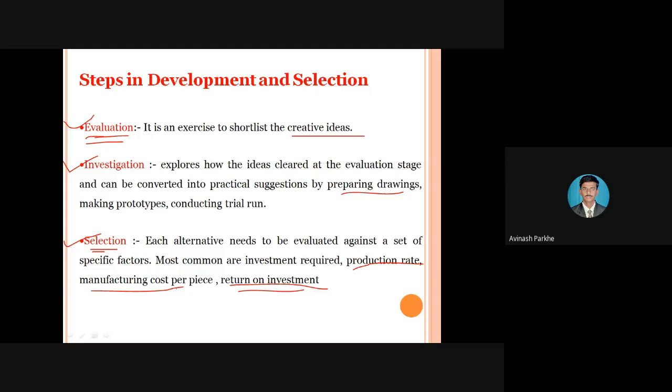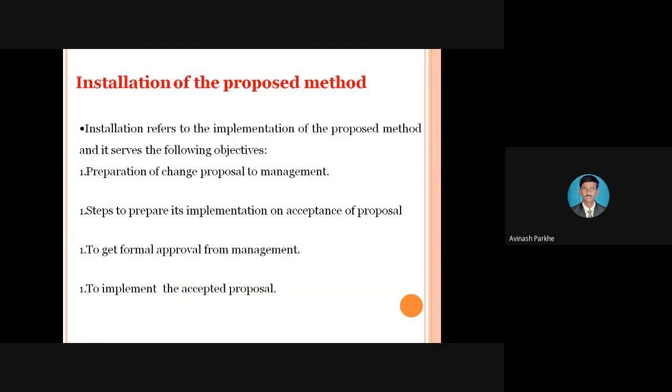In the third step, out of the two ideas we have selected, we have to select one idea, and once the final idea is selected, we have to go for the installation of the proposed idea. Once the last method is selected, we were having a number of methods. From that number of methods, we have selected two.